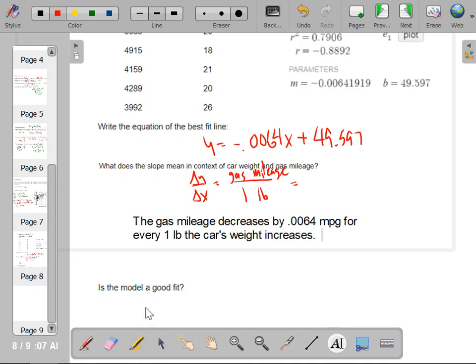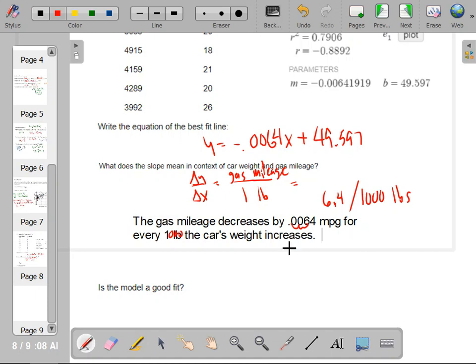Something that might be worth doing in this problem would be to move the decimal. If you were to move the decimal over 3 times, 1, 2, 3, then we could say 6.4 miles per gallon for every 1,000 pounds. That might be an easier thing to describe in the context of this problem. So your gas mileage decreases by 6.4 miles per gallon for every 1,000 pounds you add to the car. That seems like a more reasonable thing we can understand in our head.